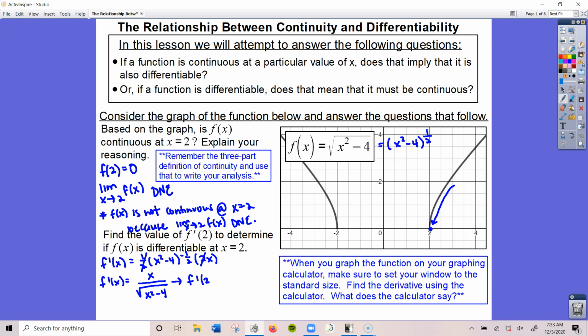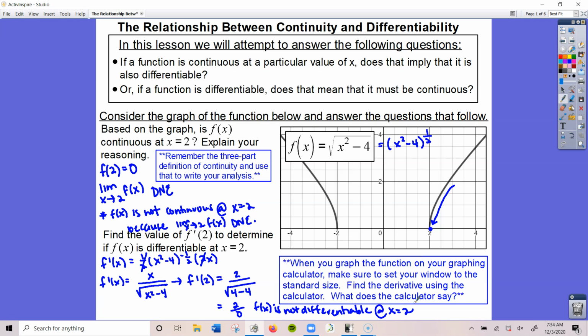So f prime of 2 is equal to 2 over the square root of 2 squared, which is 4, minus 4. Now here we end up with 0 in the denominator. So what this means is that this derivative value is undefined. So that means that f of x is not differentiable at x equals 2.